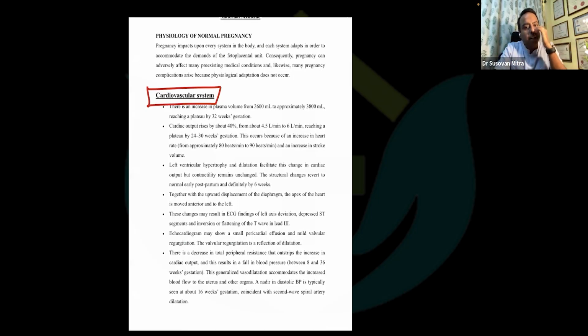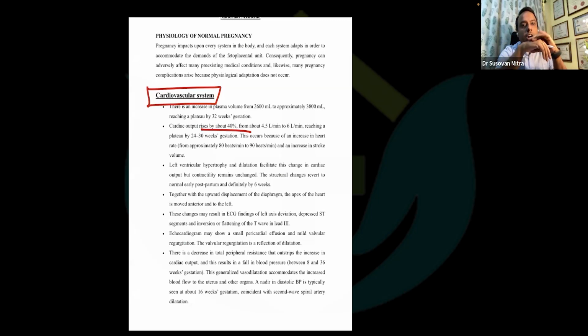Basically, it will reach a plateau by 32 to 40 weeks of gestation. And the cardiac output will increase by 40%, as I mentioned here. Now, why is the cardiac output increased?